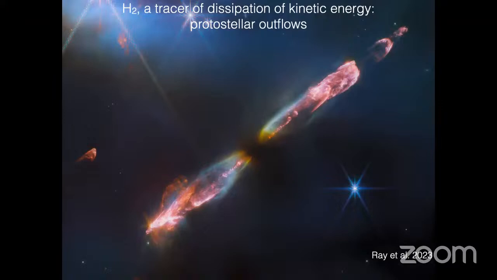One quick example where we really see H2 as a dissipative agent of mechanical energy. The first example is protostellar outflows. I'm not going to talk in detail about that, but this is HH 221, a very famous NIRCam image where you've got young protostars forming and gas swept up by protostellar outflows. And basically that image is a combination of filters.